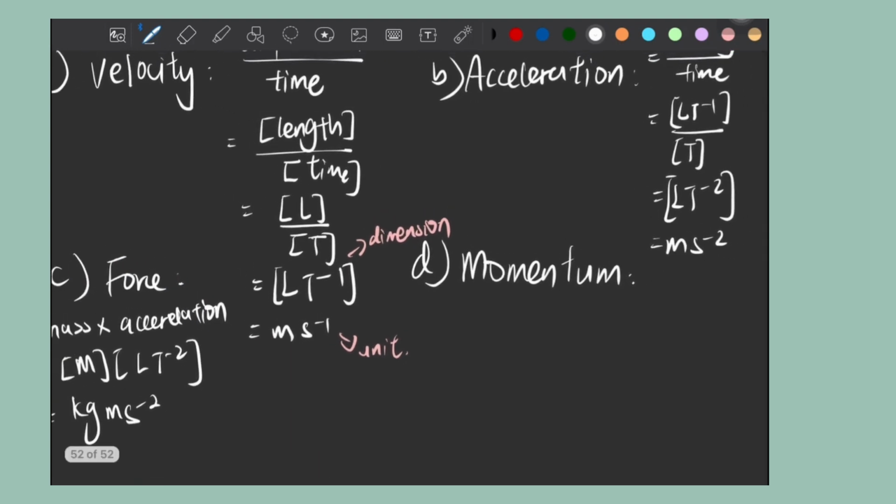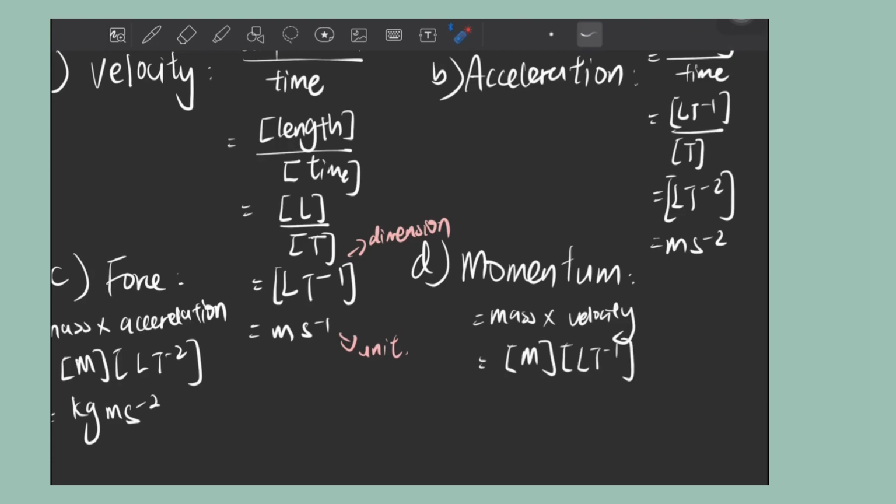And for momentum, it will be mass times velocity. So mass will be denoted as M and LT^-1 for velocity. So it is very easy to determine. The unit is kg meter per second.